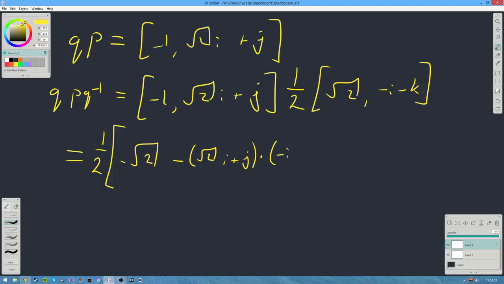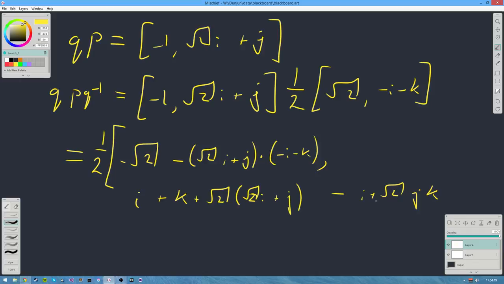And then what you do is do the rest, do this. So what we got is i plus k plus root 2 of a root 2 i plus j. I'm doing the cross product, I'm just handing out the cross product for us here. 2j k. Then which equals 1 over 2.